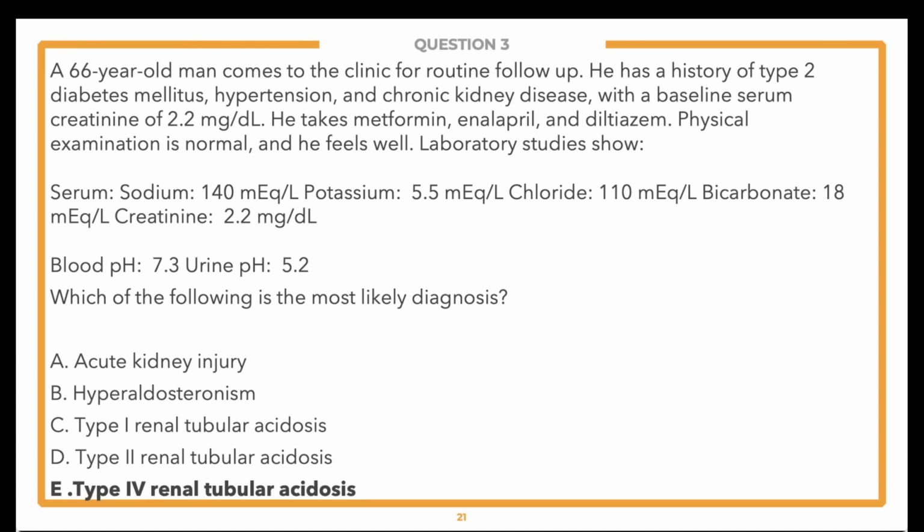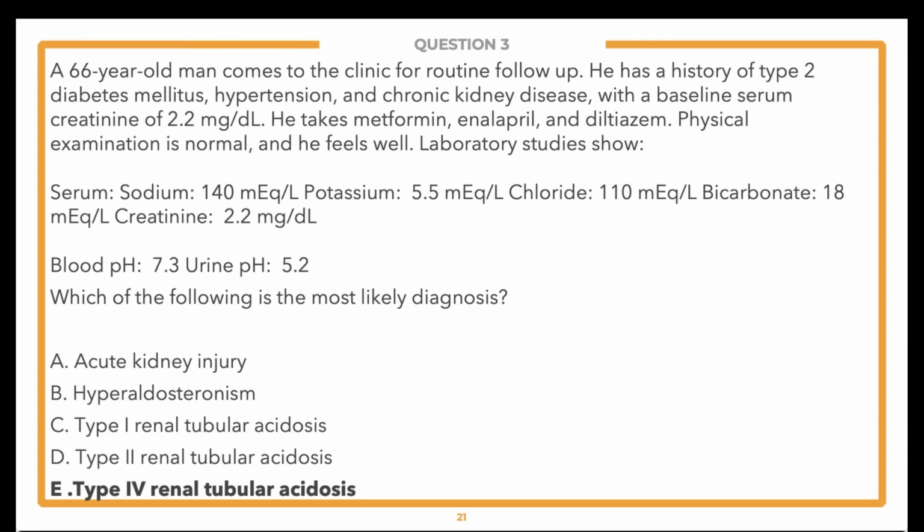Okay, so that'll tell you that's a normal anion gap metabolic acidosis. And that's going to be caused, because you've got diarrhea and renal tubular acidosis, where the kidney fails to excrete acid properly. And out of all the types of RTA, only type 4 is going to show hyperkalemia, which you do have in this patient. Okay, so that's why this is the correct answer here.